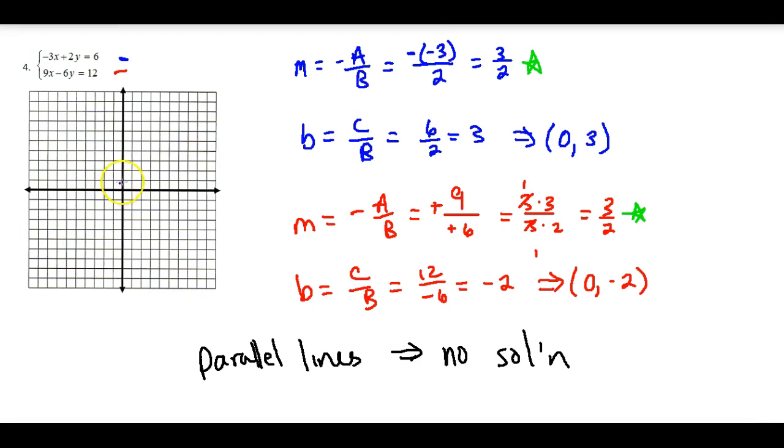Our first line will start off with a y-intercept at the point 0, 3. So 0, 1, 2, 3. And then from here, we'll use our slope to get other points. This says we can go up 3 units and to the right 2. So we'll go up 3 and to the right 2, and go up 3 and to the right 2 again.